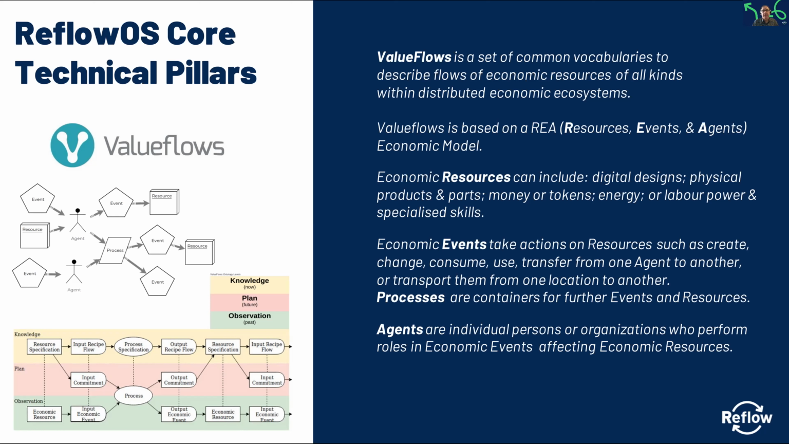Processes within value flows are containers for more complex events and resources. And finally, agents are organizations and individuals that perform, or at least oversee and validate, that certain economic events affecting these resources have taken place. There are three layers of value flows concerning knowledge, planning, and observation. The flow is signified in the picture to the left, or rather an example flow at each of these layers.